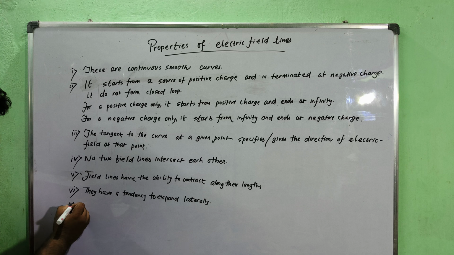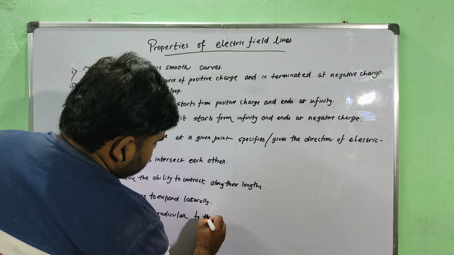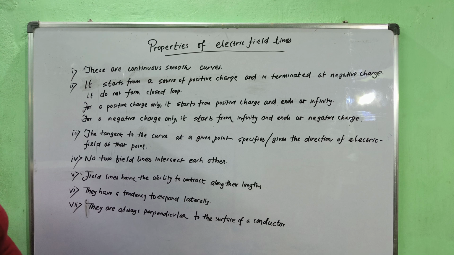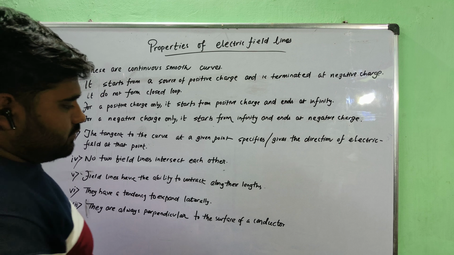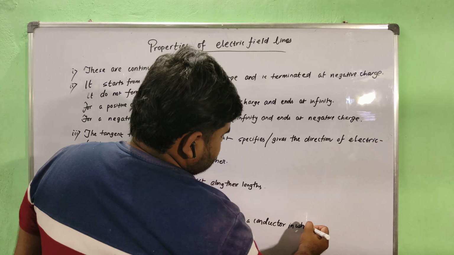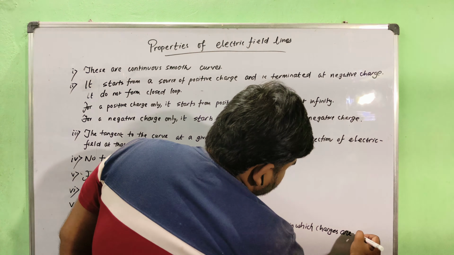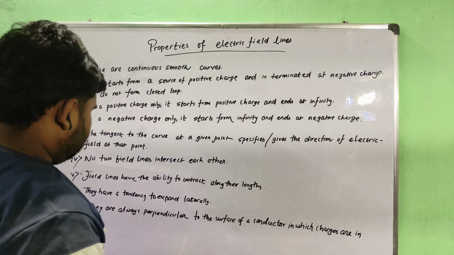So what is the seventh property? The seventh property is that electric field lines are always perpendicular to the surface of a conductor in which charges are in equilibrium.